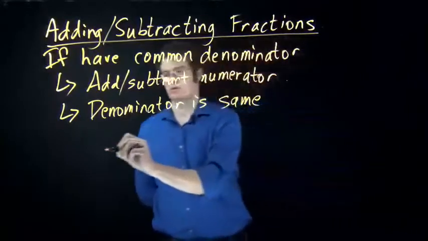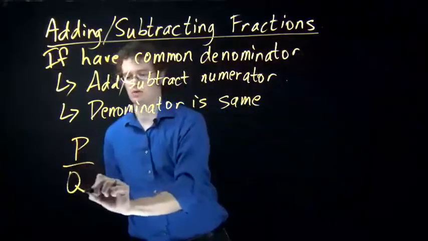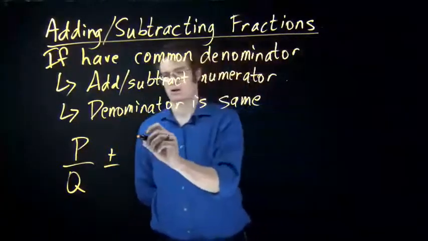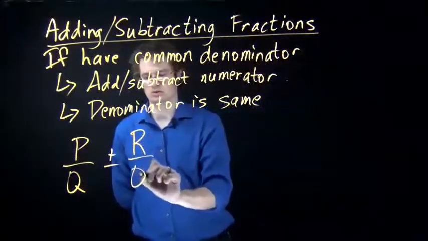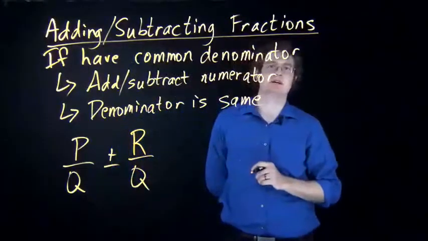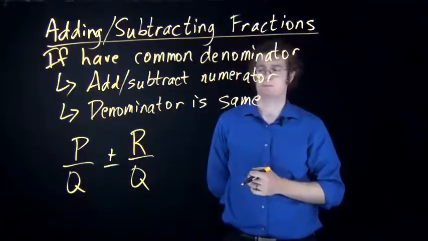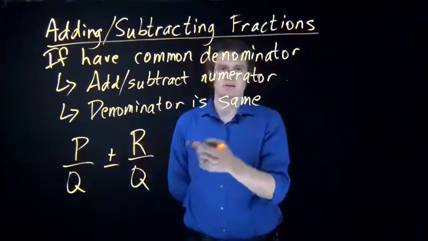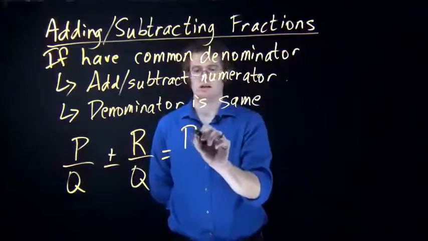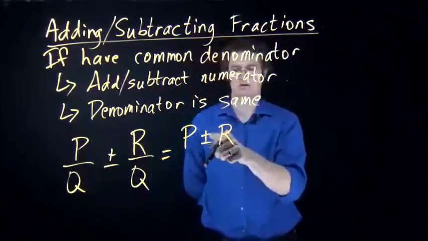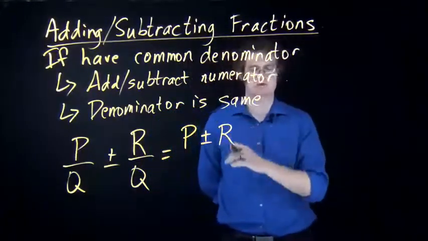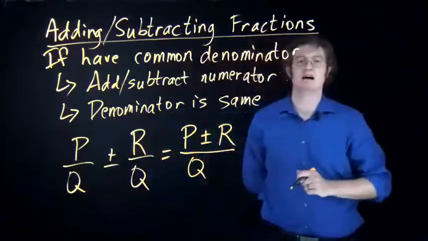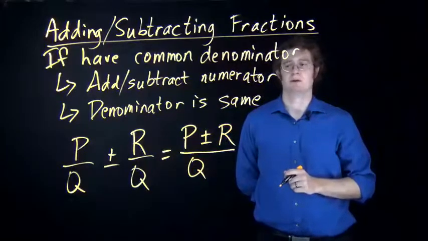Consequently, what we can do is if I have something like p over q, and then plus or minus, this will work for both addition and subtraction, something like r over q, well then I notice here that my denominators are the same. They're both q. So I take my numerators and I either add or subtract depending on which operation I'm doing. So p plus or minus r. Plus or minus just means could be addition, could be subtraction. And then my denominator stays the same. So I still have q left over on the bottom.